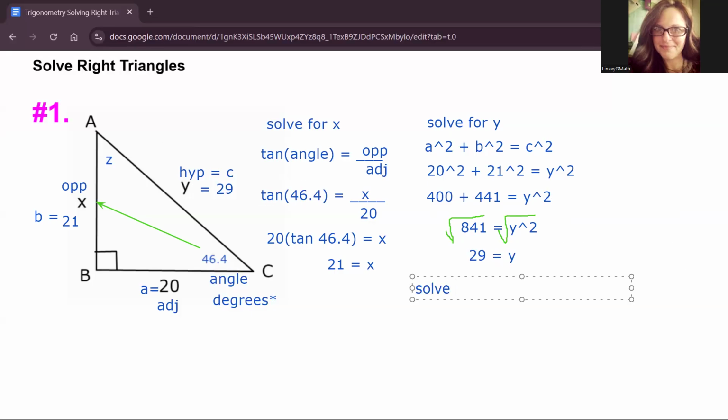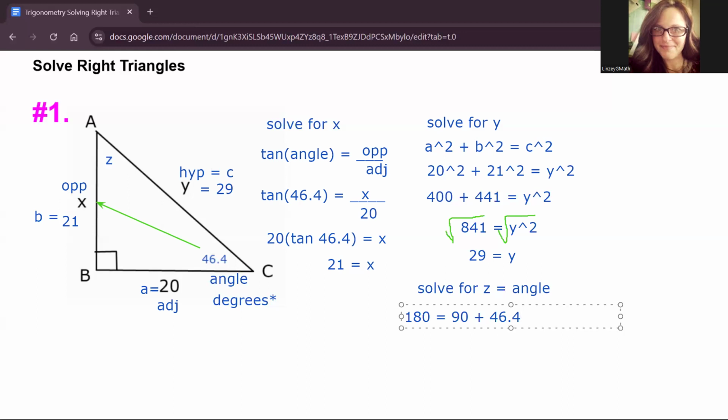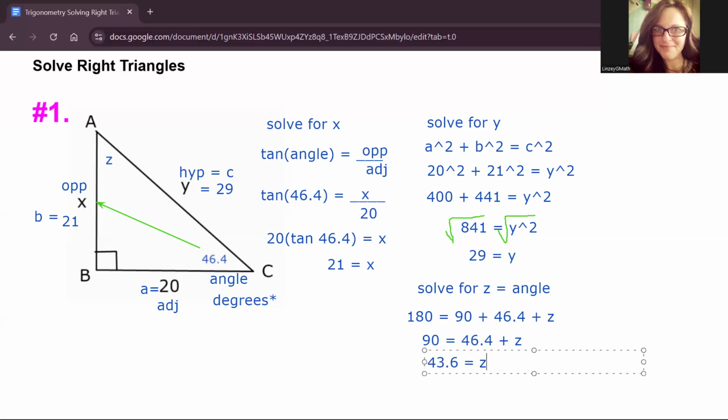And now let's solve for z, the angle. Angles in triangles add up to 180 degrees. We've got the 90-degree angle plus 46.4 degree angle plus z, and these 3 angles add up to 180. We'll subtract 90, and then we'll subtract 46.4. 90 minus 46.4, and we're left with 43.6 for z.